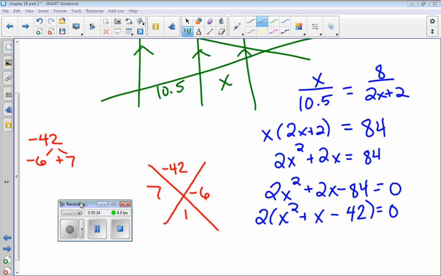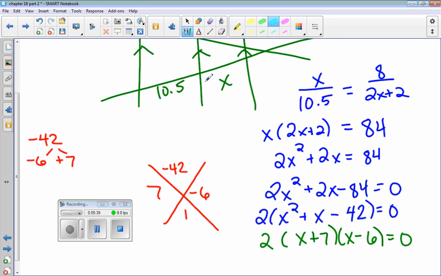So what that means is that the 2 stays, and I have x plus 7, x minus 6 equals 0. Okay? So I factored it. Again, they have to multiply to be this number, and they're going to add to be this number. If there's not a number there, it's assumed to be 1.